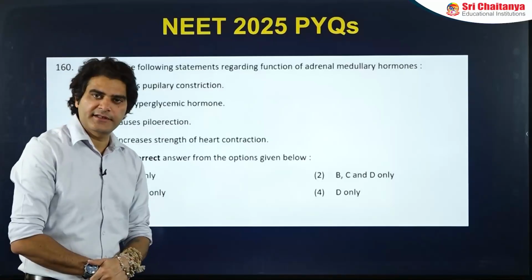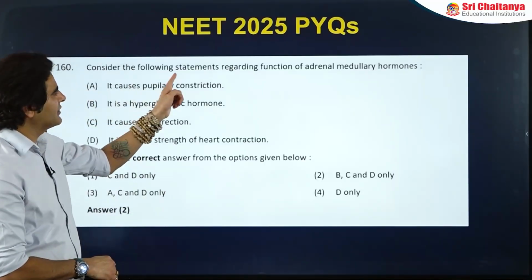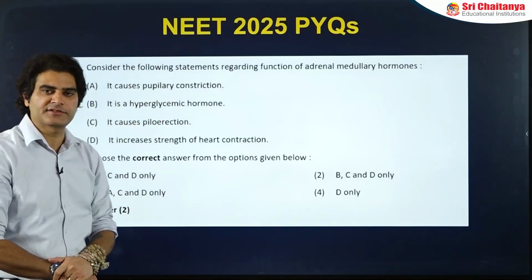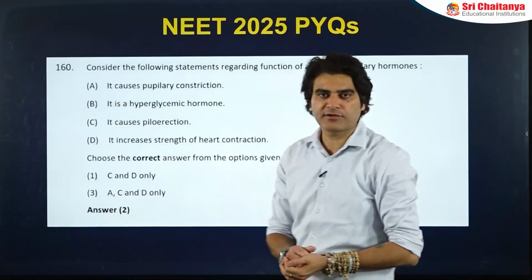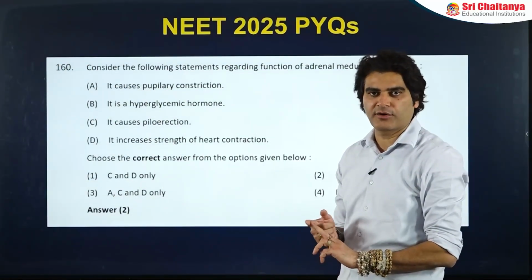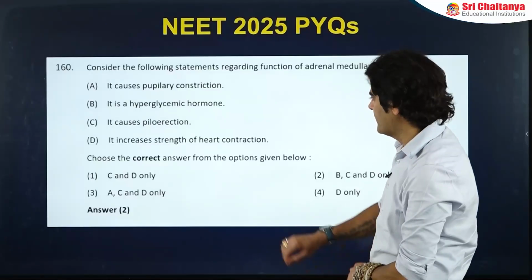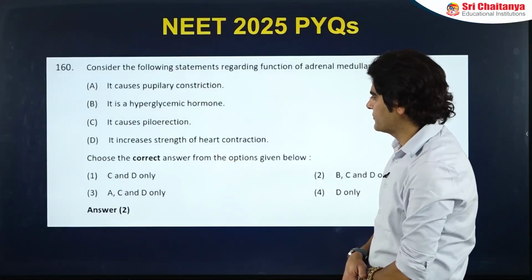Next question, again in NEET 2025: consider the following statements regarding the functions of adrenal medullary hormones. Adrenal medullary hormones are also called catecholamines. They include adrenaline and noradrenaline, the two examples. So choose the correct statement from the options given below.